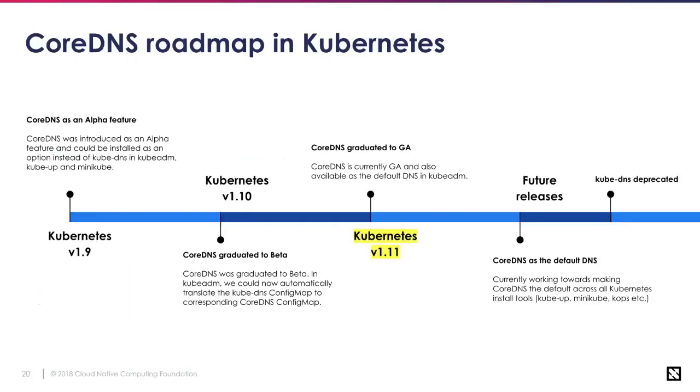Real quick, this is the roadmap. In 1.9, we were alpha, beta in 1.10, and now we've graduated to GA. We're not the default yet, but we are the default in kubeadm installs. The future goals would be to make CoreDNS the default, replacing KubeDNS, and eventually deprecate KubeDNS. Next slide.